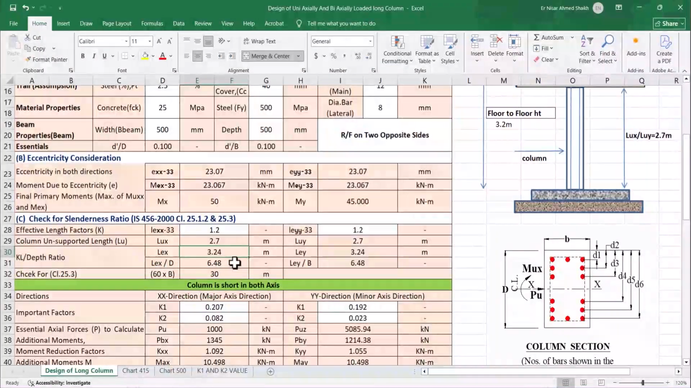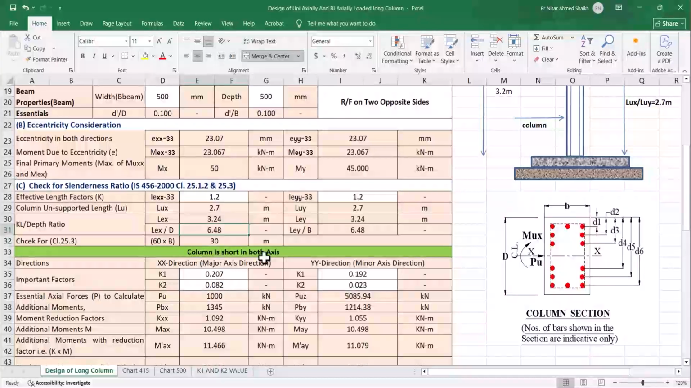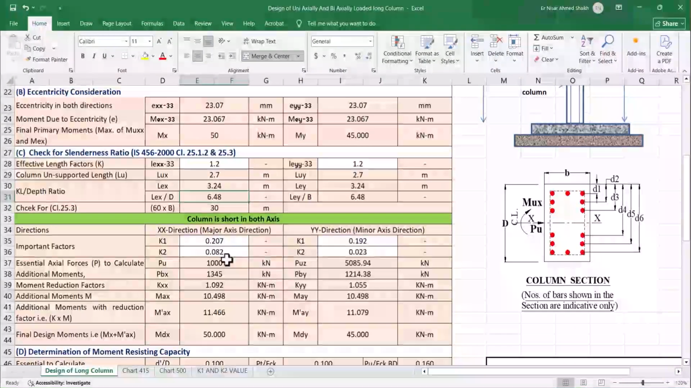Then we find out the KL by depth ratio. So this is the KL by depth ratio. Column is short in both direction. So we find out the K1 and K2 values.